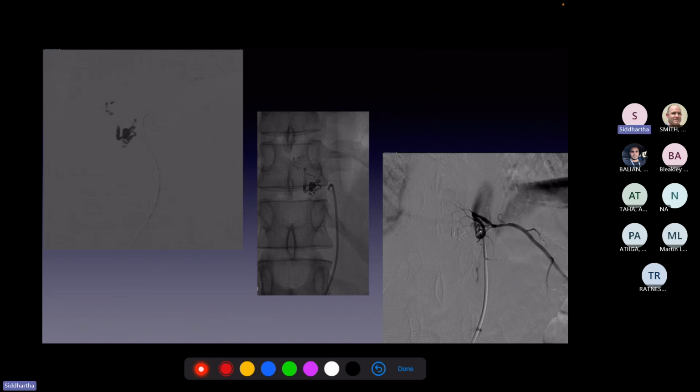Previously, before we understood this condition, there was a condition called melting cord syndrome, which means that at that point, they could not pick up the spinal dural AV fistula, and the cord used to be absolutely atrophied, and because of the venous congestion, it would go into gliotic changes. So that was melting cord syndrome.